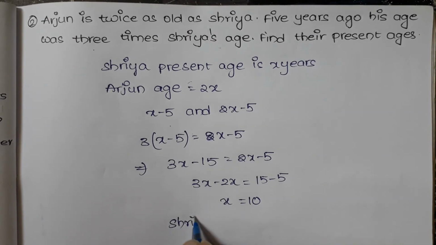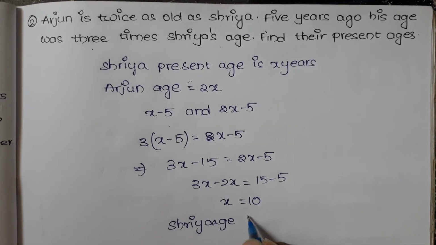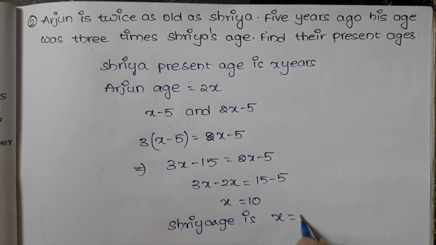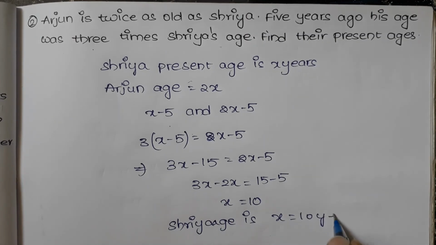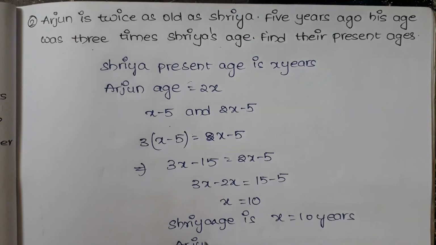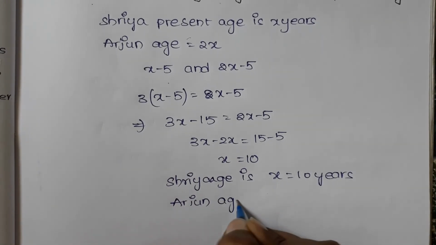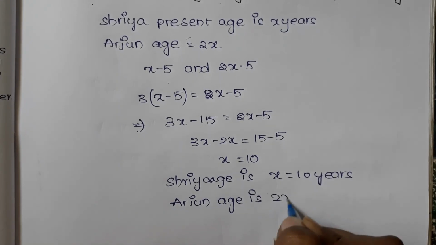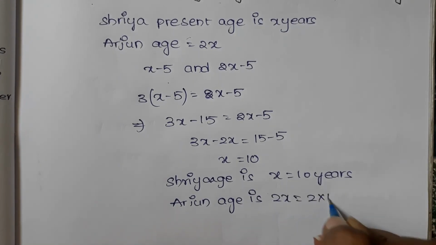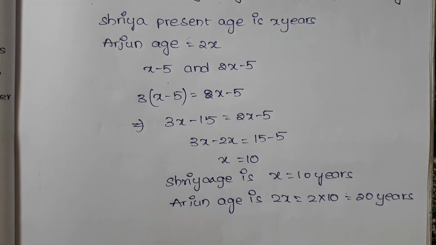Now let us find the present ages of both Shriya and Arjun. Shriya's age is x, that equals 10 years, and similarly Arjun's age is 2x, that is 2 into 10, 20 years. And this is about the example problems.